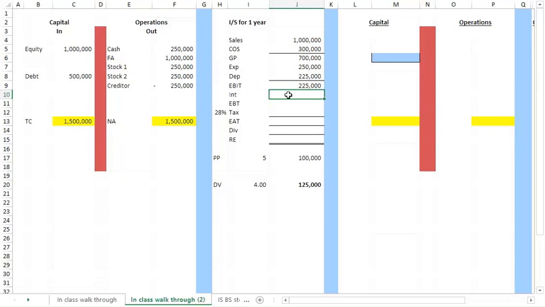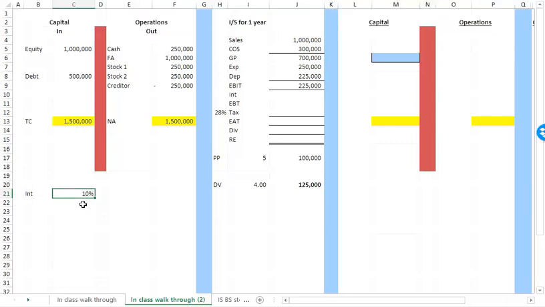Next up is an interest expense. And the interest expense relates to the amount of debt in the business. So let's do that under the balance sheet here. I'm going to put interest here, and let's assume for the purpose of this example that the bank charges us 10% per annum.